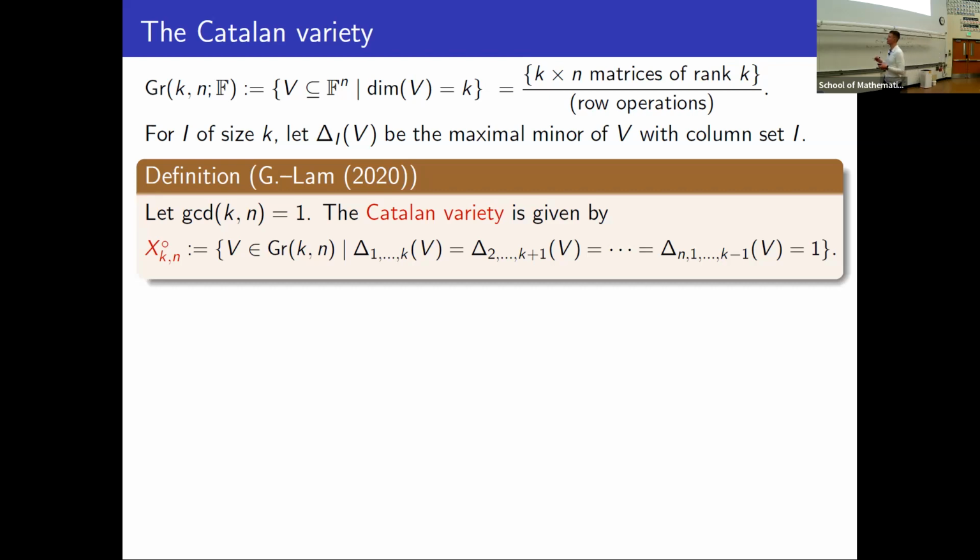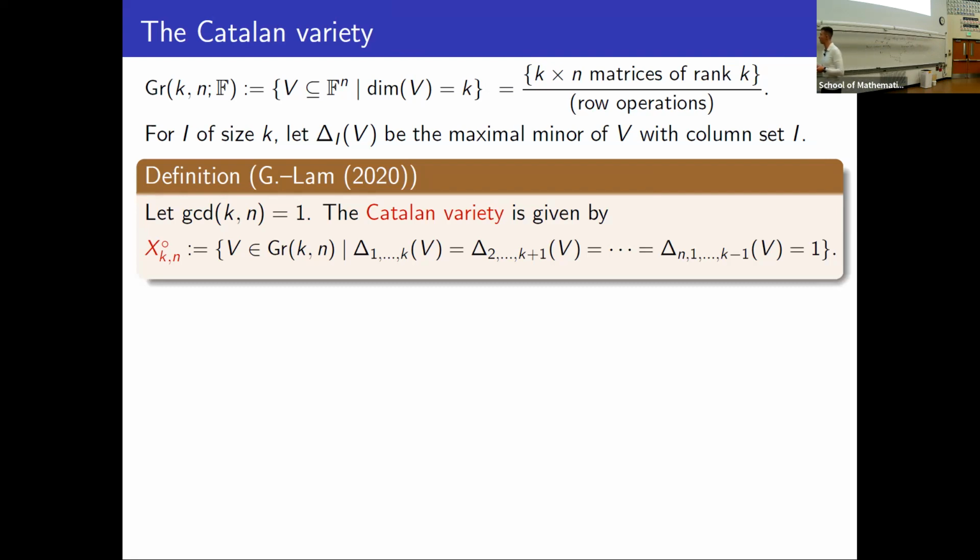Here I'm assuming that the GCD of k and n is equal to 1. So delta 1 up to k is equal to 1, delta 2 up to k plus 1, and at some point it starts wrapping around. So the last minor is delta n, 1, 2, up to k minus 1. I view these values as a set, so I can sort them. There are no signs involved. So I get this variety.